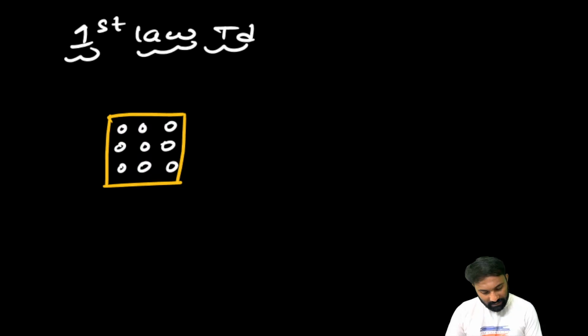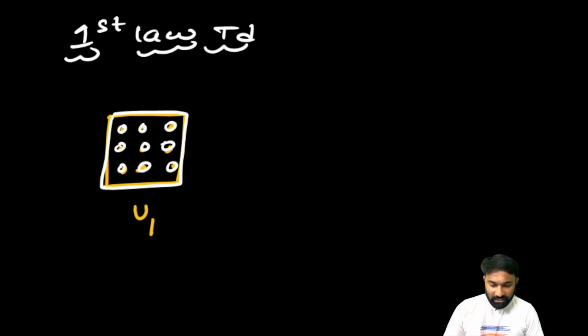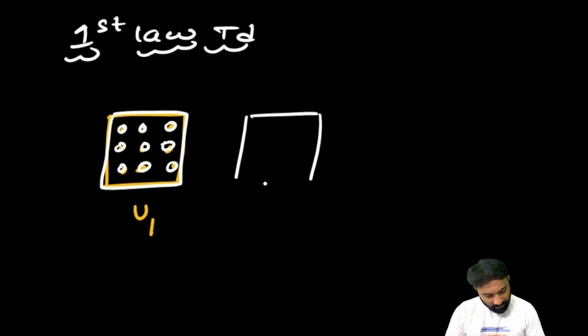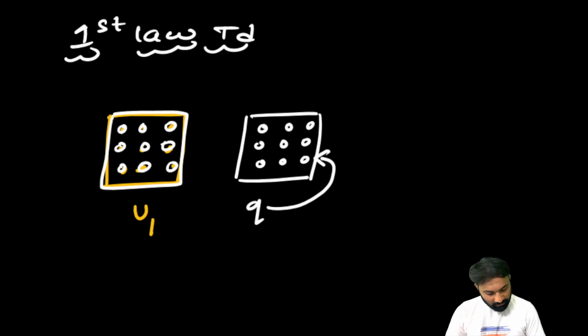Every system has some internal energy, U1, we know. Let's suppose I consider this system, it has some internal energy U1. Now I want to change this system's internal energy. How can I change this system's internal energy? Now I will change this system's internal energy by giving heat. By giving the heat, what will happen? Will the system's internal energy increase or decrease? My dear friends, you have to say me.